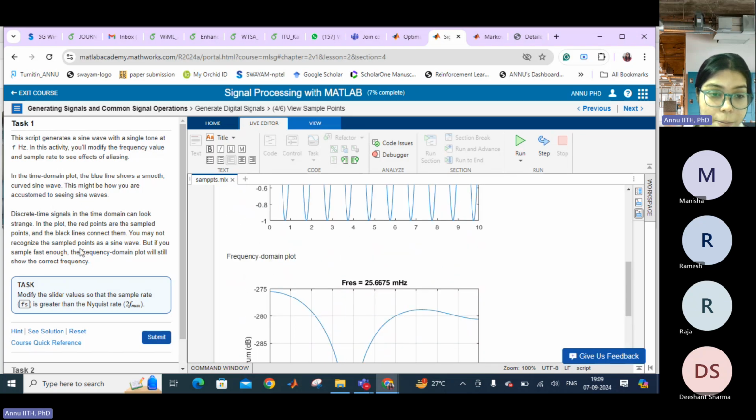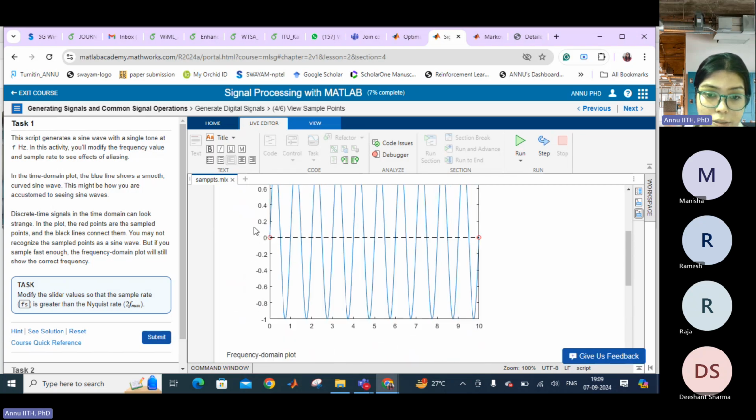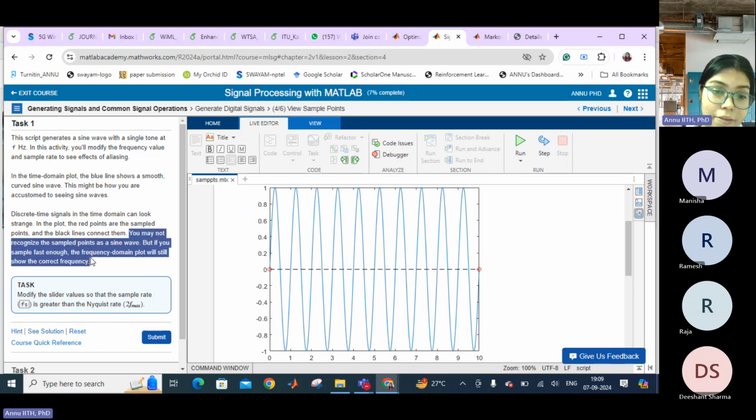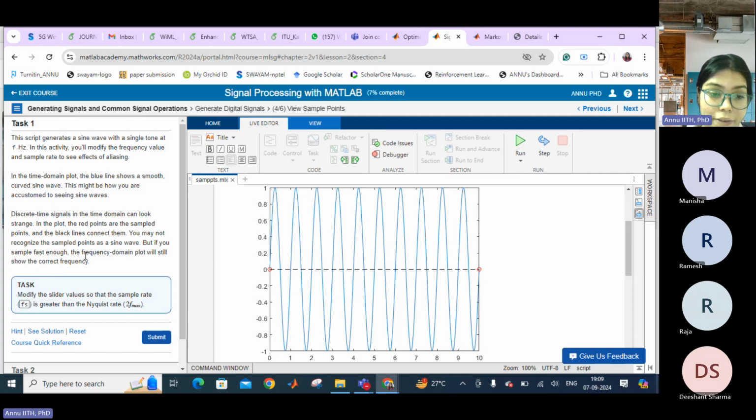In the plot, the red points are the sample points. Which are the red points? These two are the red points. That is the sample points, and the black line connecting them. So in discrete time, you may not recognize the sample points as the sine wave, but if you sample fast enough, the frequency domain plot will show the correct frequency.